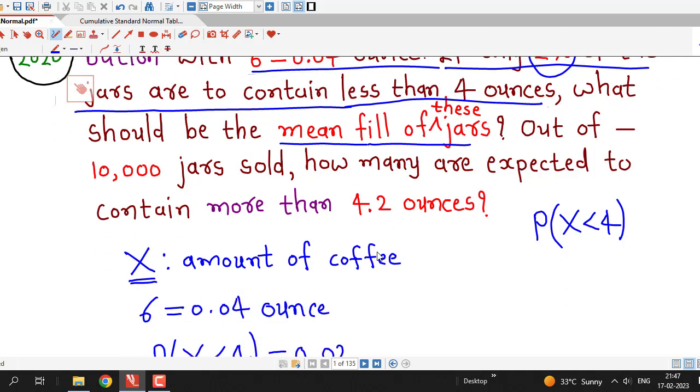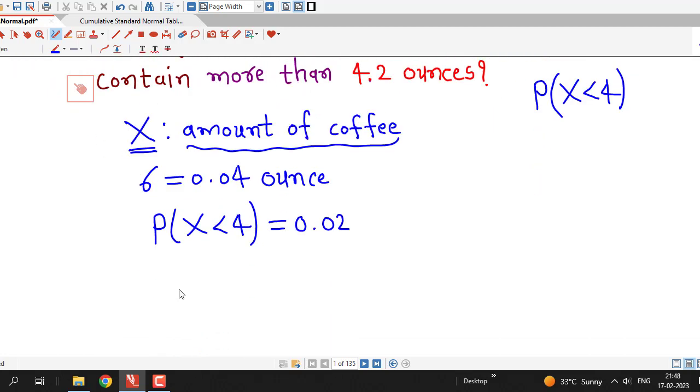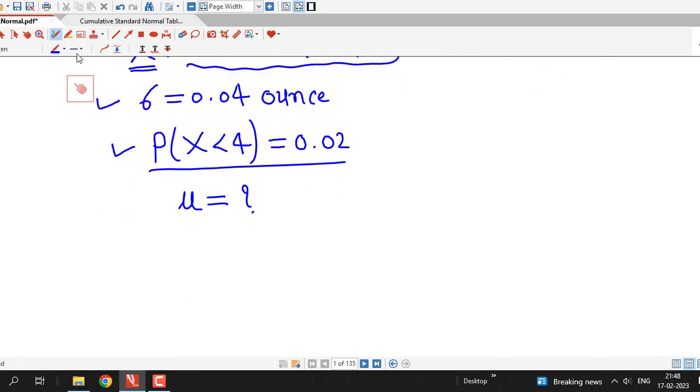And if this is given, what should be the mean fill of these jars? That is, what should be the mean or expected value of this amount of coffee, which we have denoted by capital X. So we are not given the mean of this normal random variable, and we have to decide it using this information. Standard deviation is given, this probability is given, and we are also given that this variable capital X follows a normal distribution. So how to find out this mean fill of jars?